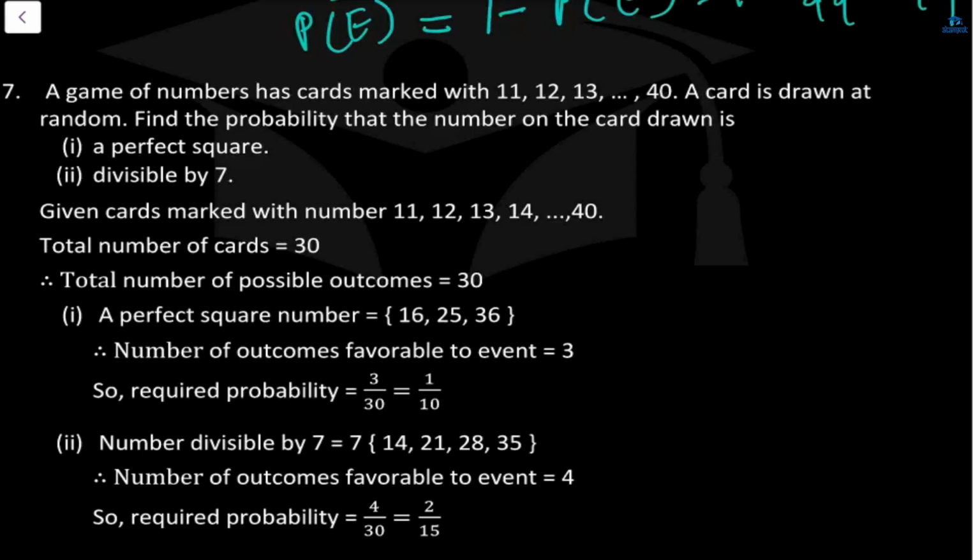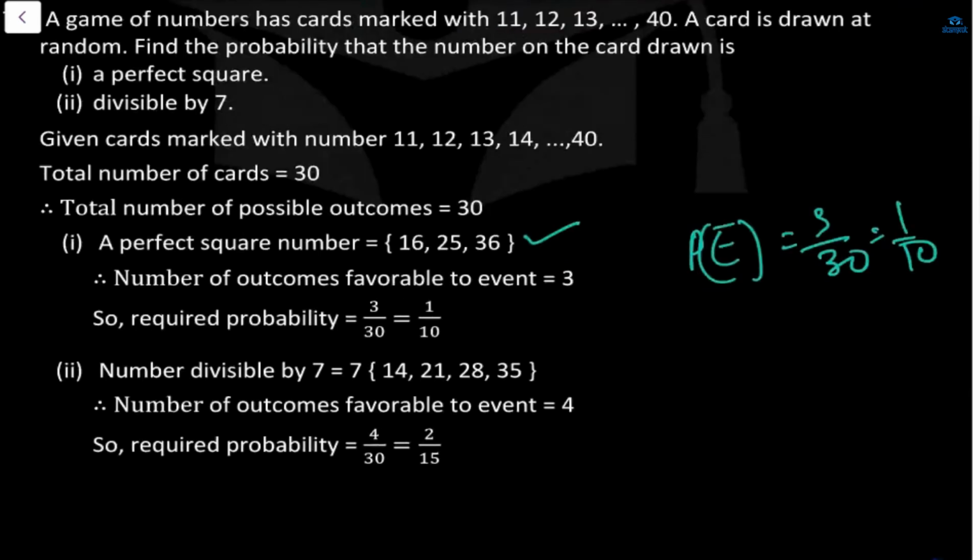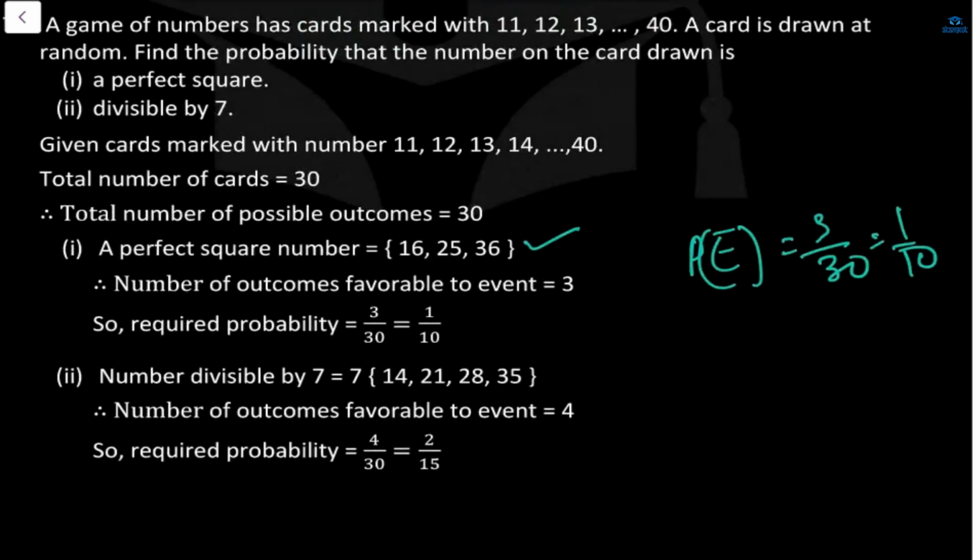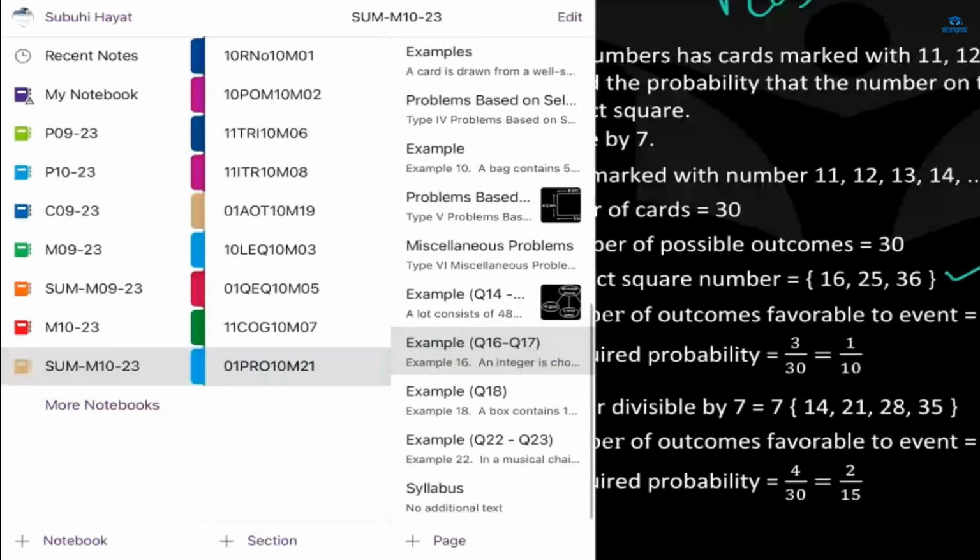So the favorable events are 16, 25, 36. That means 3 favorable events. So PE will be 3 upon 30, which is 1 upon 10. Now for numbers divisible by 7, we have to check how many there are. They are 14, 21, 28, and 35. So 4 numbers. So PE2 will be 4 upon 30.